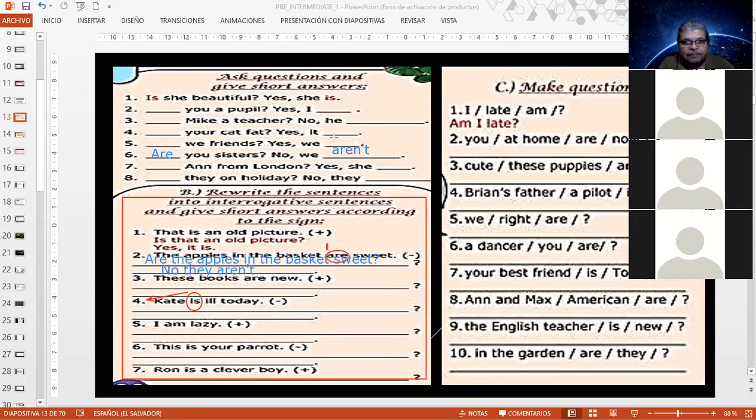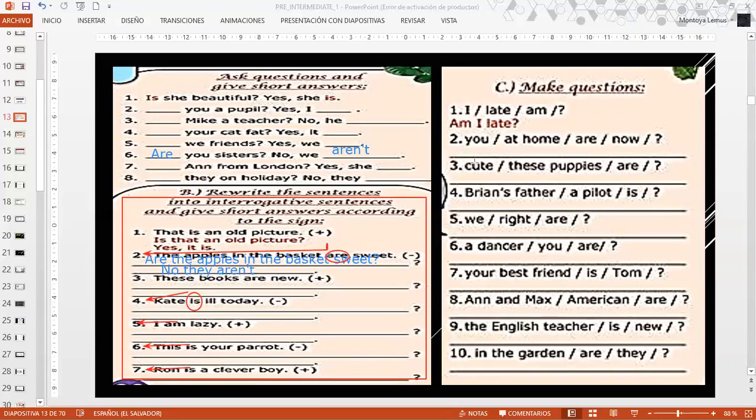El R lo pasamos para acá. ¿Ya? O sea, lo que se hace es only the verb. Switch. Cambiar el verbo to be con el sujeto. Si dice I am lazy, ¿cómo sería la pregunta? Am I lazy? This is your parrot. Is this your parrot? Lo pasamos para acá. Ron is a clever boy. Is Ron a clever boy? Okay. Bien.